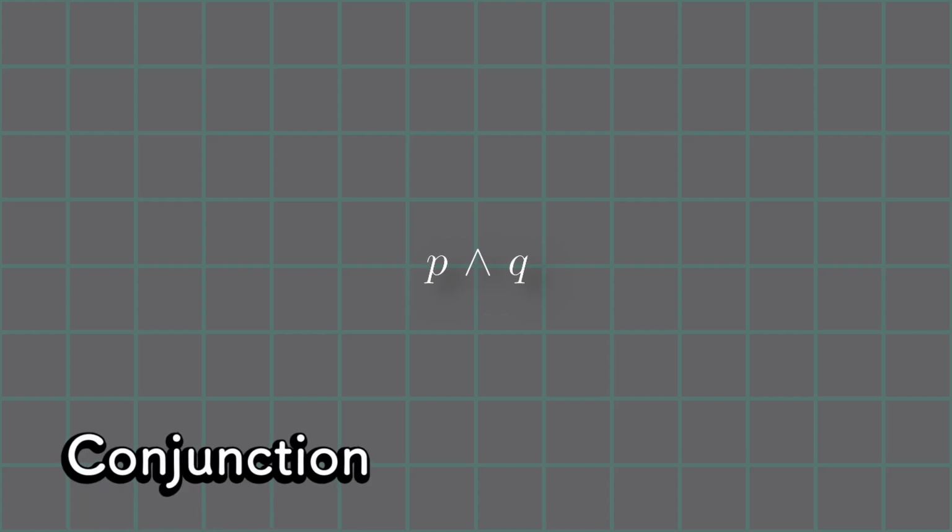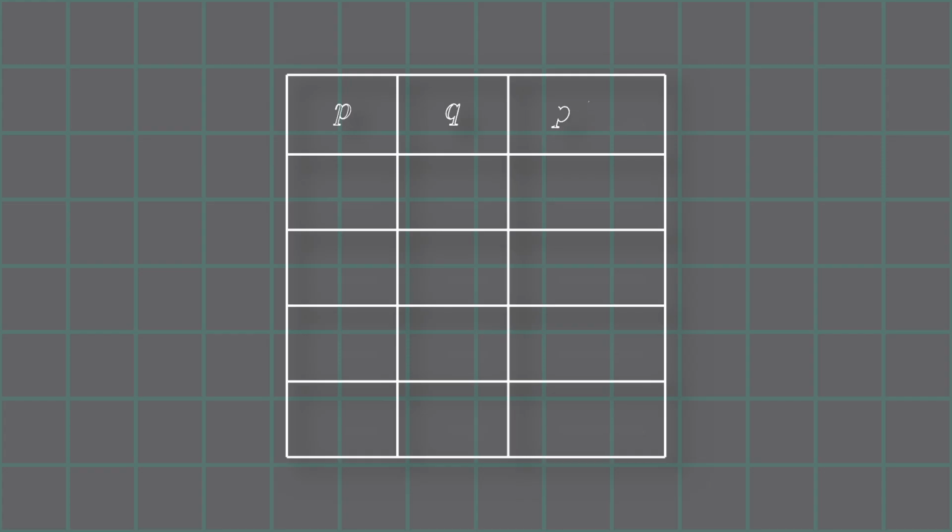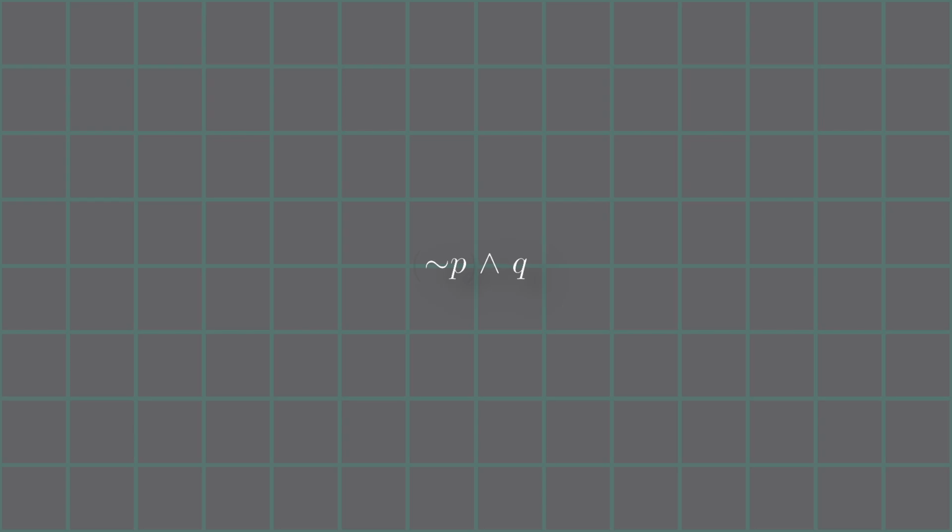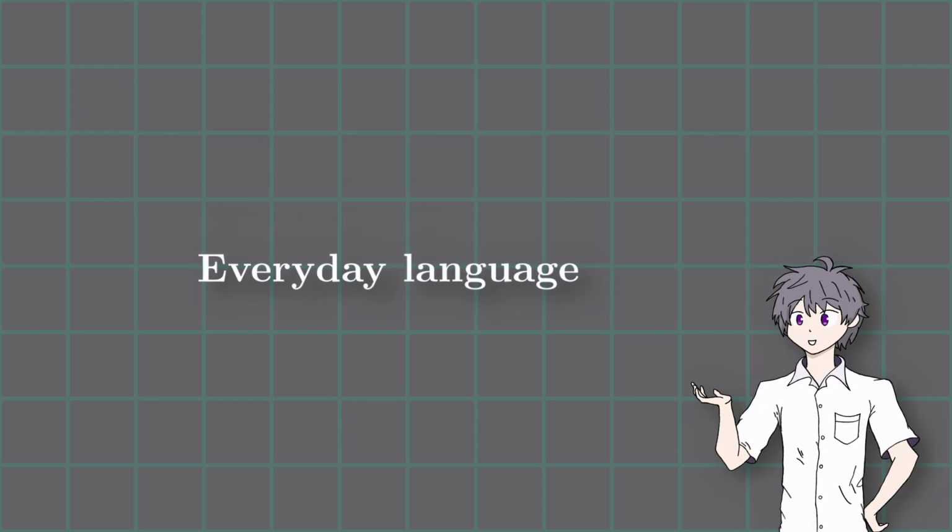The second way of creating compound statements is through conjunction. This upward pointing symbol means and, and the compound statement is only true when both statement variables are true. In our truth table, we list down each combination of truth values for the simple statements. The compound statement is only true when both simple statements are true, so we write false for every other row. In logic, negation is performed before conjunction. This rule avoids the ambiguity we face in everyday language.